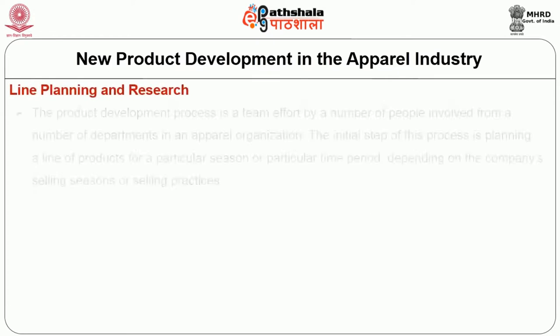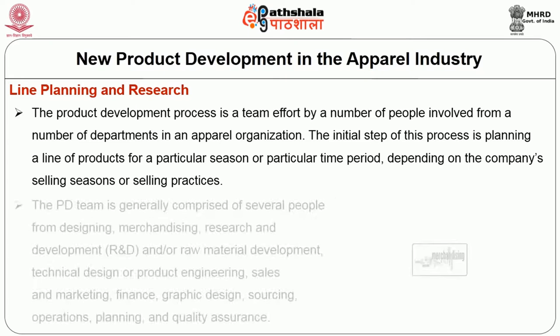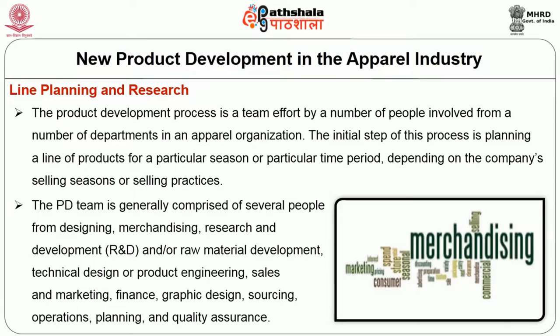So coming to the first stage, line planning and research, the product development process is a team effort by a number of people involved from a number of departments in an apparel organization. The initial step of this process is planning a line of products for a particular season or particular time period depending on the company's selling seasons or selling practices. The product development team is generally comprised of several people from the designing, merchandising, research and development, and raw material development, technical design or product engineering, sales and marketing, finance, graphic design, sourcing, operations, planning and quality assurance.